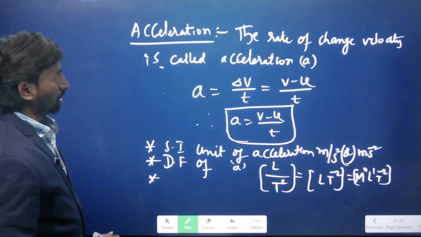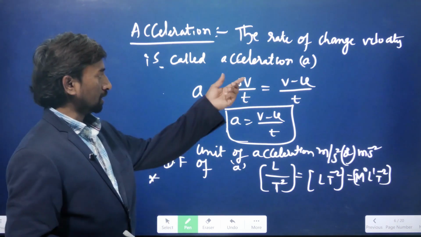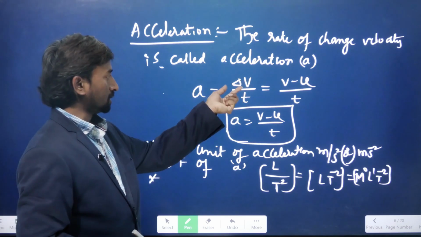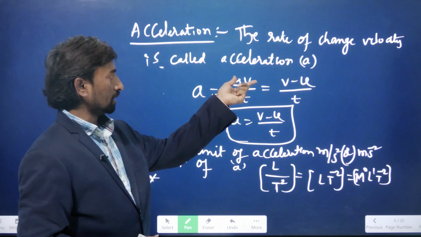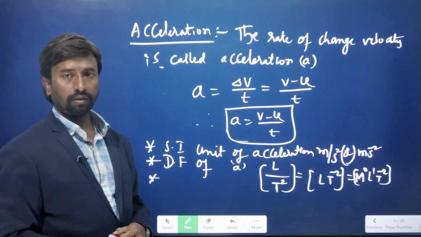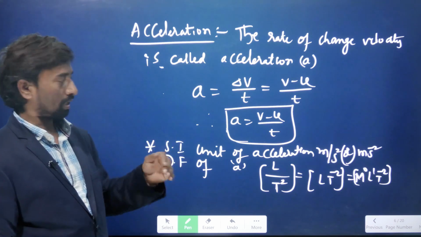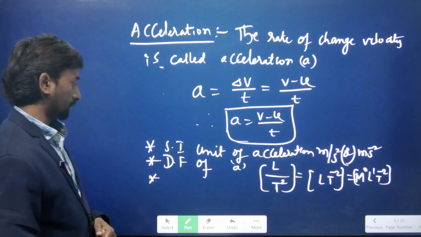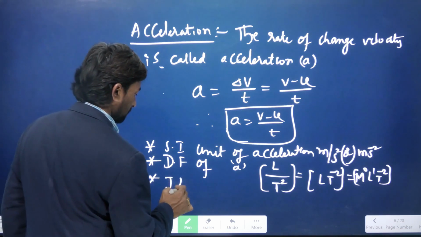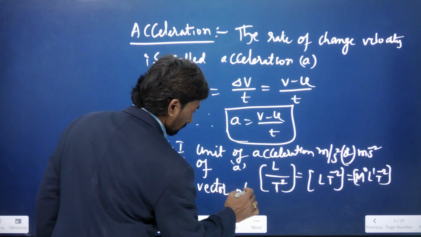And this acceleration, it is a vector quantity, because the velocity is a vector quantity. So velocity is divided by the time there. A vector divided by a scalar, so then we'll get a vector. So here the acceleration is a vector physical quantity.